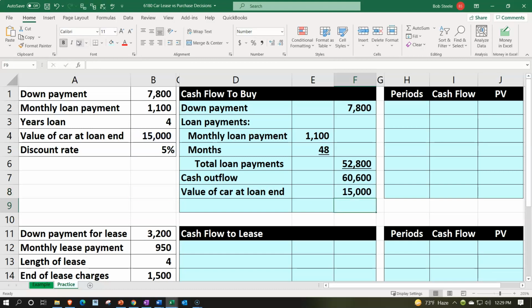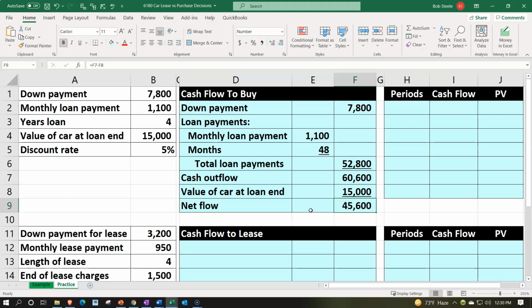So if we have the 15,000, we have the net flow, which is going to be subtracting these out, because it's the outflow, and we still have the value of the car of the 15,000. So this is going to be the 60,600 payments that we made minus the 15,000 that we still have at the end of that 4-year time period. We're going to say font group, underline. That means that we basically have the 45,600.